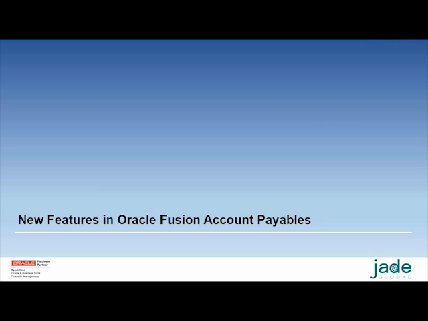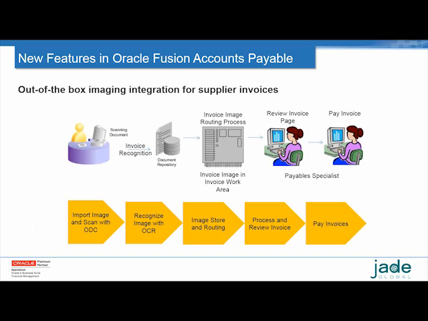So let's take a look at the new features in Oracle Fusion's Accounts Payables. The first one is out-of-box image integration for supplier invoices. This is one of the good features which I have seen in Fusion Financials that helps AP users speed up invoice entry processing in accounts payables. This feature is available in Fusion Accounts Payables. This is not available in R12.